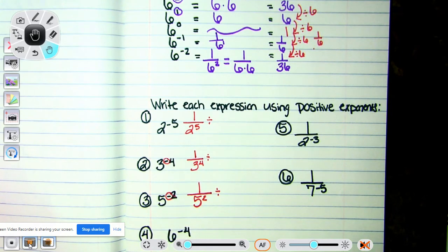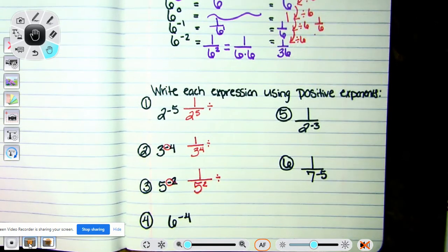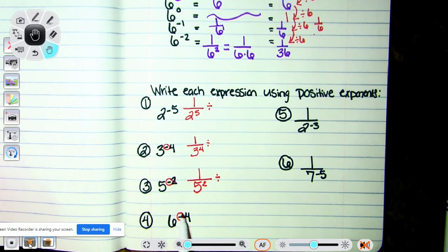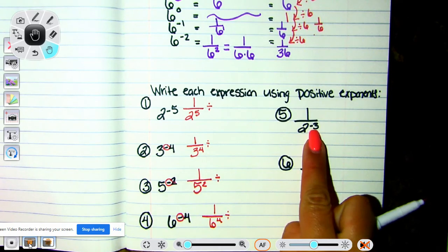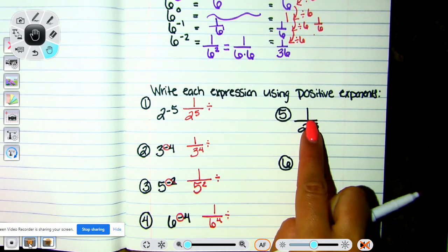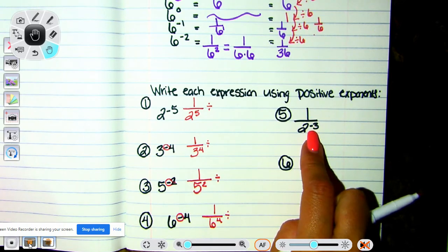Okay, same concept with number 4. Okay, this negative sign means that we're going to do the opposite of multiplying, so we have to have division. And again, the fraction bar there is representing our division sign, and it's going to be 6 to the 4th power. What happens on number 5 when it's already division? Well, what is the opposite of dividing?